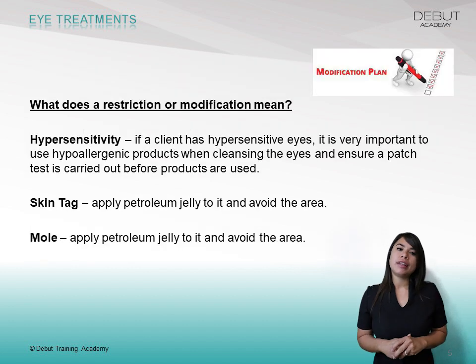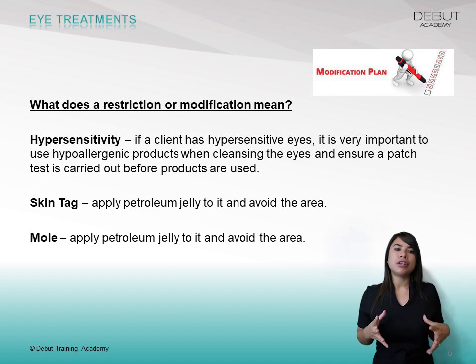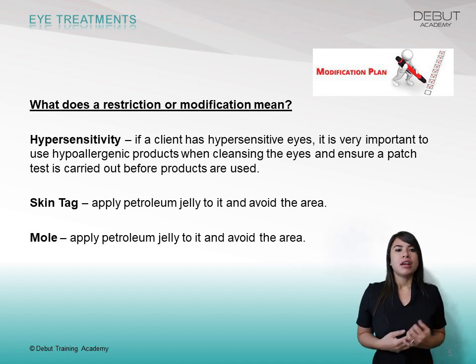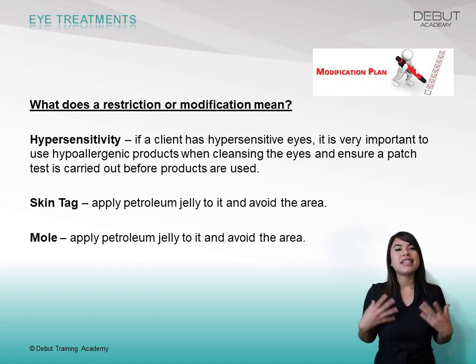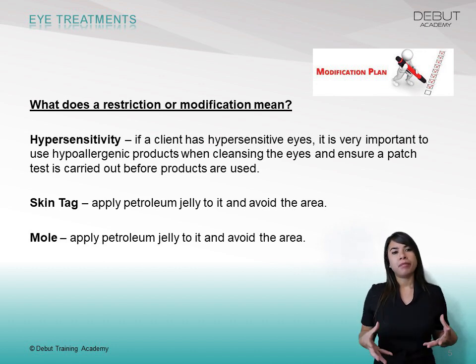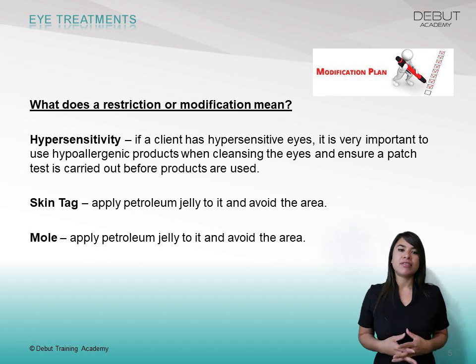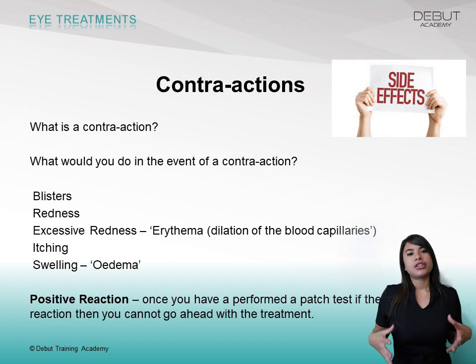So like I mentioned earlier, restriction means you can work around it. So it's something that's not going to stop the treatment, you've just maybe got to adapt. So things like skin tags and moles, we mentioned bruising as well, these can all be worked around. But always remember the severity of everything will depend if it will stop a treatment or if you're working around it.